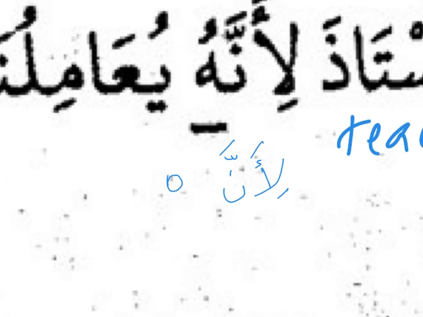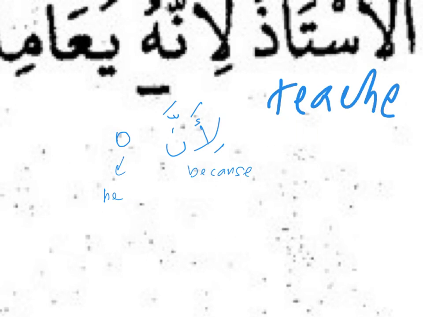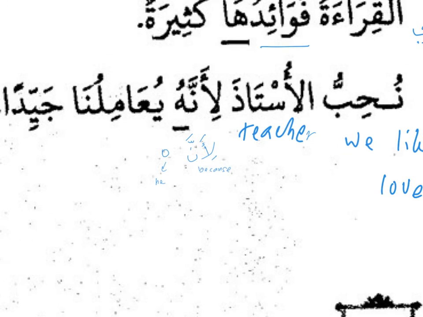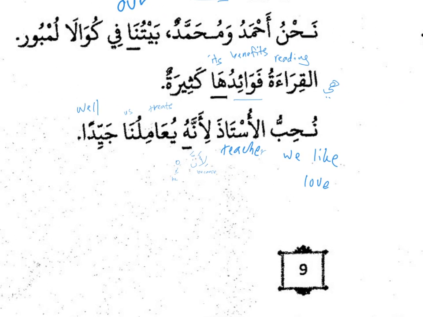Here the function of hu is also not to indicate possession. This has a different function. Li'anna means because, and hu here means he. This is referring to the ustaz or the teacher. So we say nuhibbul ustaz, we love the teacher, li'annahu, because he, yu'amiluna, he treats us. Na here means us. Because he treats us jayyidan, well. He treats us well, that is why we love him.